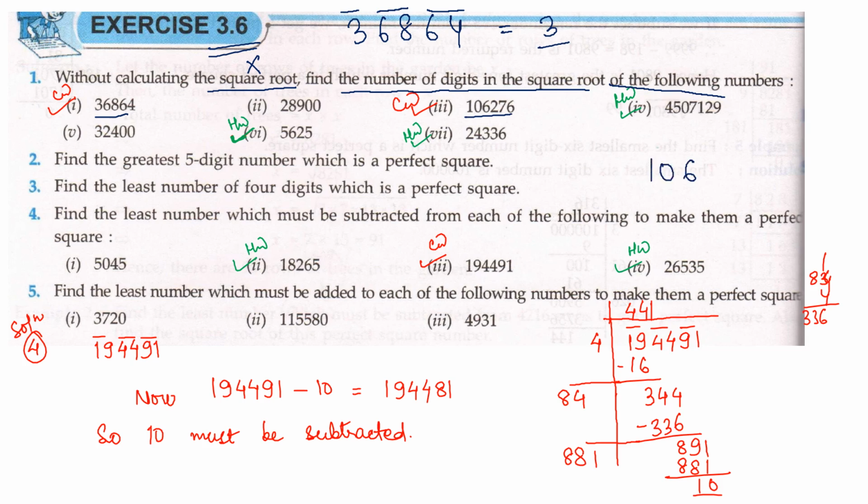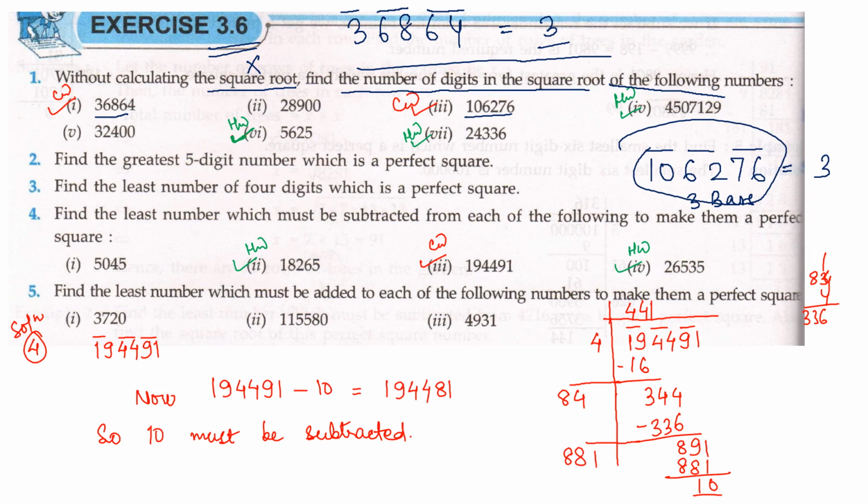Let us see the third one also. 1, 0, 6, 2, 7, 6. First from the back, 6 and 7 done. Next 2 and 6 done. Next 0 and 1 done. So how many bars? 3 bars. So how many digits? 3. Clear? Some I have already done. This was your classwork and this was your classwork. Others you have to do yourself.